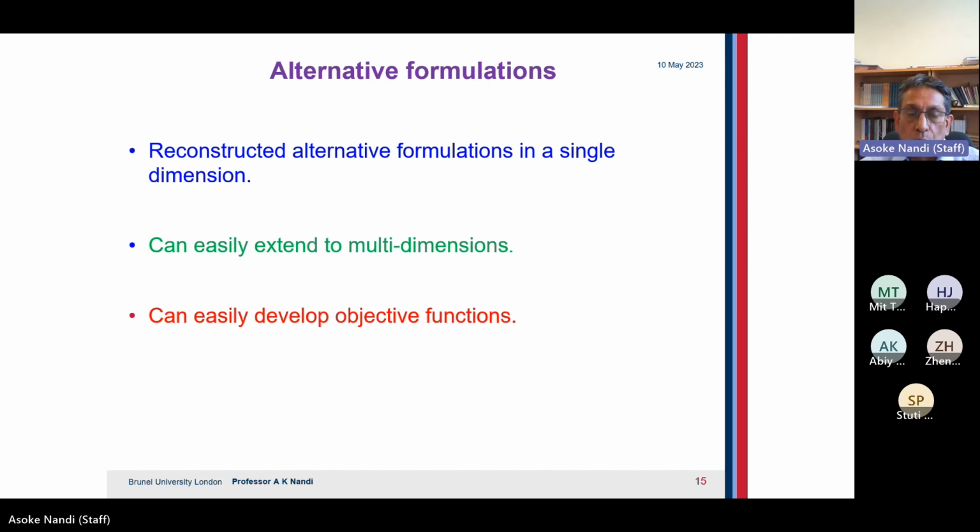So what are those two? First, the last slide shows that we have reconstructed alternative formulations in a single dimension. But because we are talking about distance now, we can easily extend to any multi-dimension. It was easy in the single metric case to decide what's best. Now we can easily extend these formulations, DO and DIP, into multiple dimensions, so we can do it for multiple metrics. And then we can easily develop objective functions, as I'll show you. That's the way to think about it, and that's the way we did.